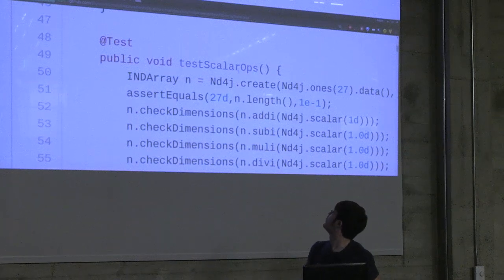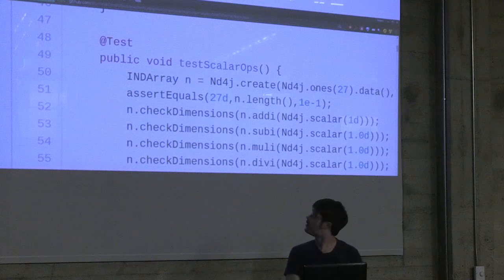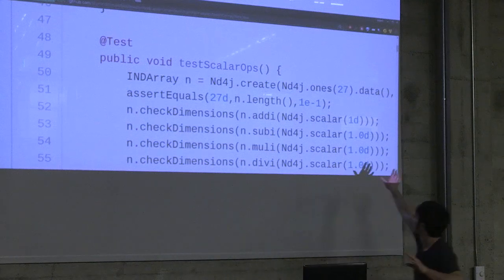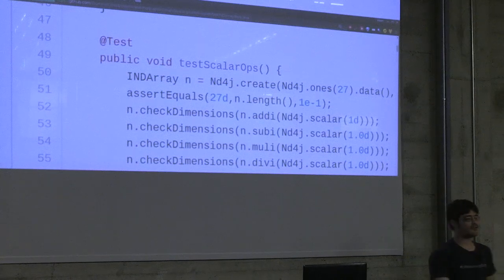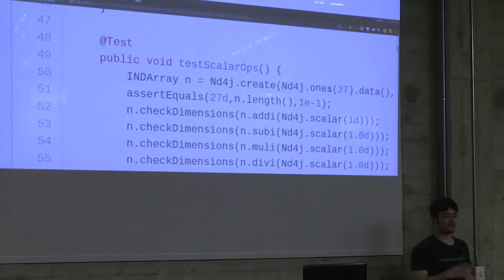So here's a basic example. As you can see, I have nd4j.ones, nd4j.linspace. Basically, if it's in NumPy, I've implemented it here in nd4j. So it's a very similar initialization.